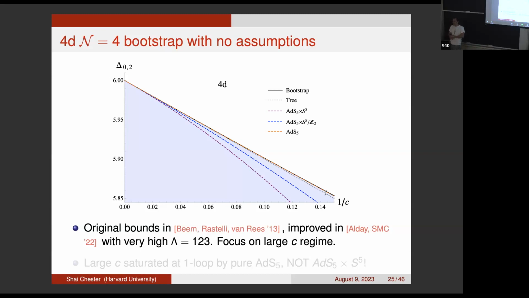You would have thought that maybe N=4 super Yang-Mills for a specific value of tau is saturating this most general bound. Turns out no. Instead, the theory which is saturating is this pure supergravity theory of AdS5.